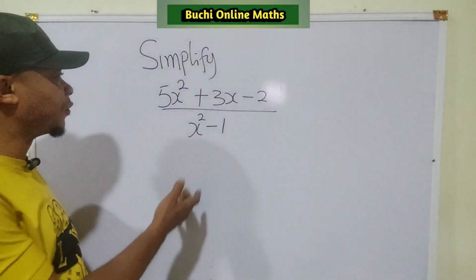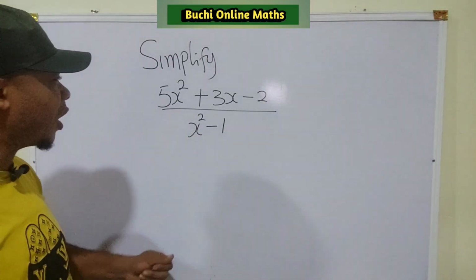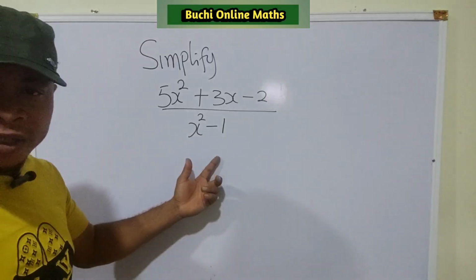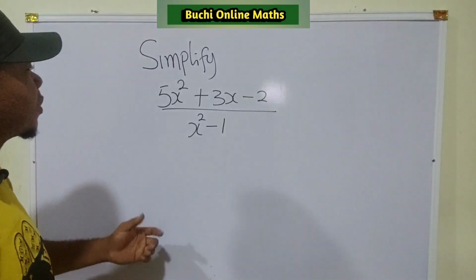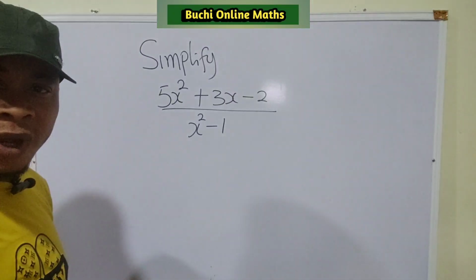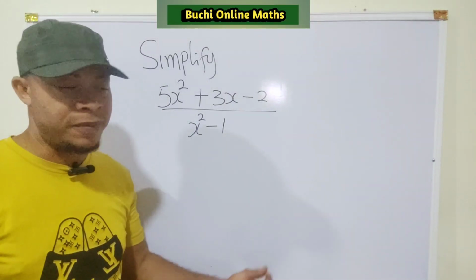Today we have this question that says we should simplify (5x² + 3x − 2) over (x² − 1). We are asked to simplify this expression. That means we are asked to reduce this expression to its lowest term.